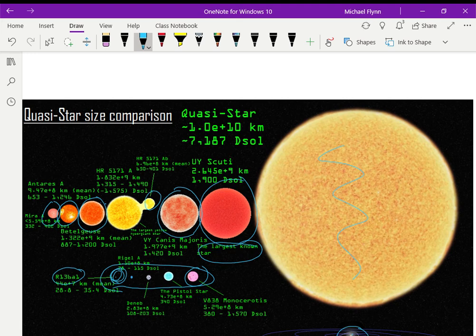If you look at it, the largest known star here is UY Scuti. So it's this red one here, the red hypergiant. That would be the biggest star we've ever seen actually with a telescope. This one here, the quasi-star, we're not sure if they exist.